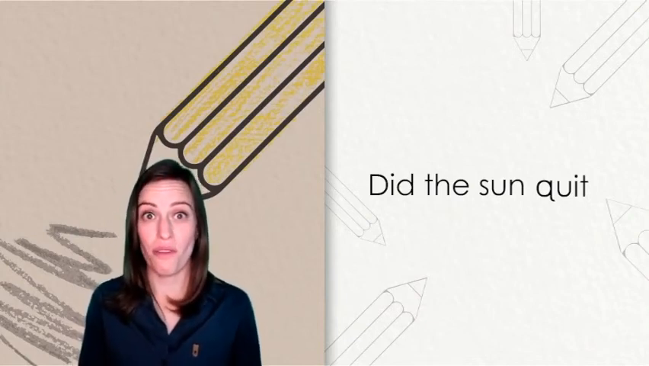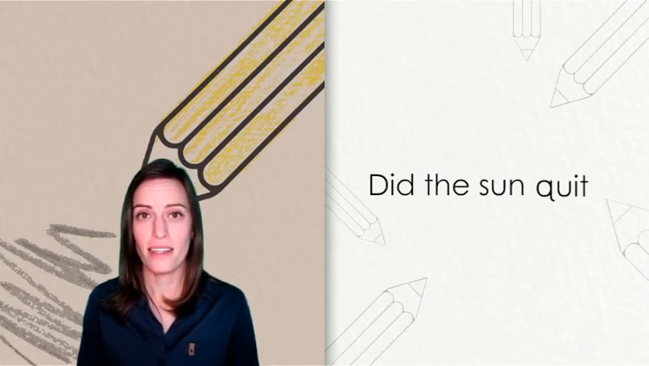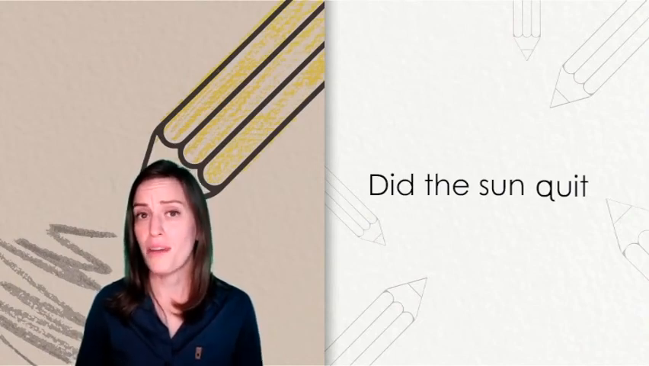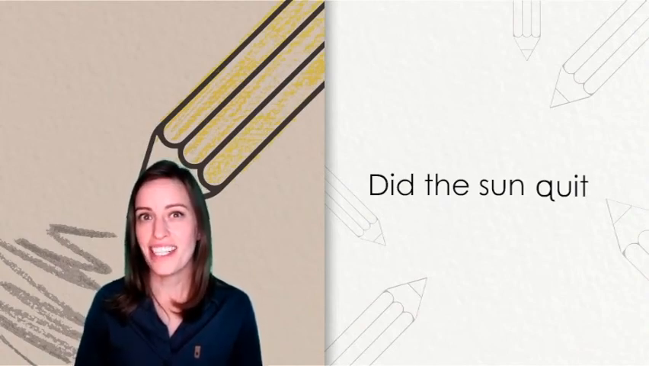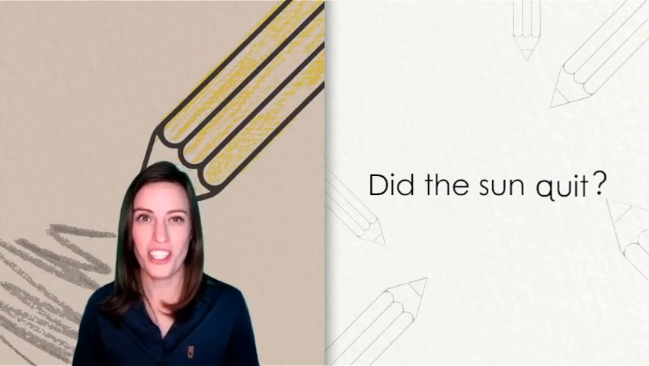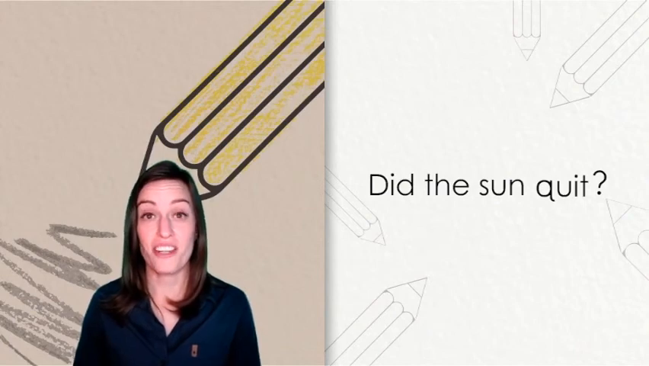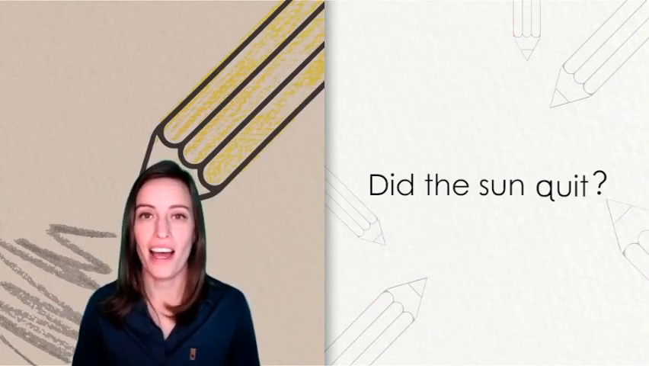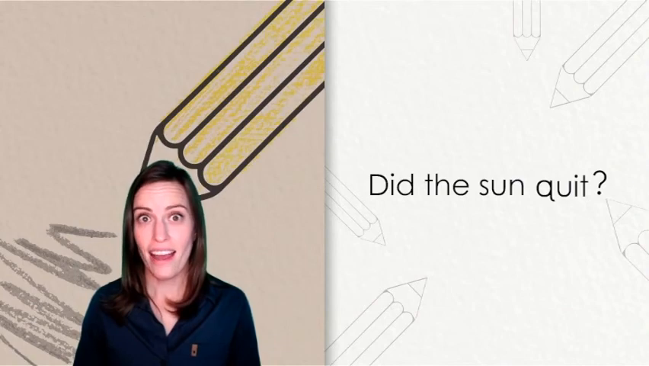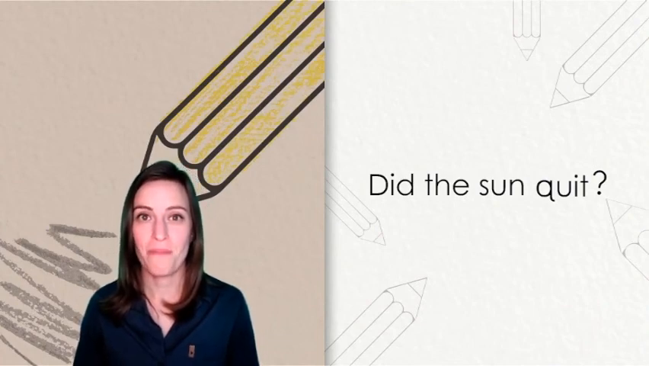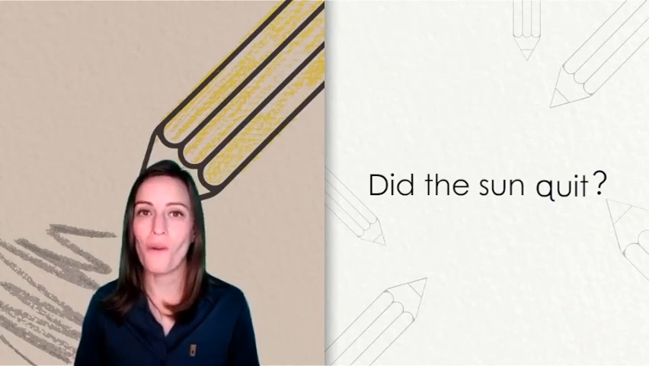All right, now you have the words, did the sun quit? But what do we need at the end of our sentence? This time, we don't need a period because we are asking a question. So at the end of your sentence, you need to make a question mark. Go ahead and add that to the end of your sentence, starting just below the top line. Okay, let's read this whole sentence together, pointing under each word as you read. Did the sun quit? Excellent job writing a whole sentence.